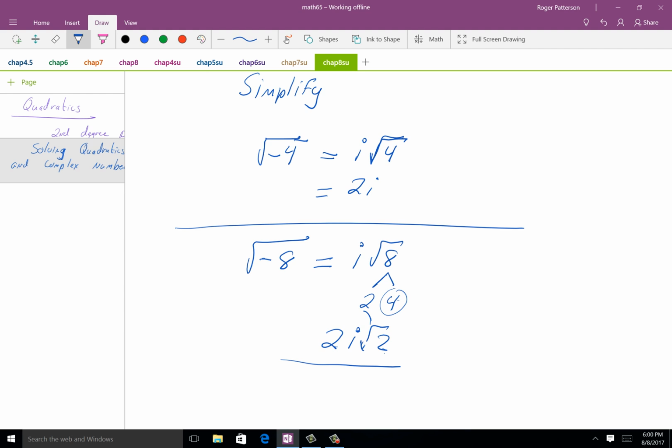Anytime you have a negative inside here and it's a square root, that becomes your i.